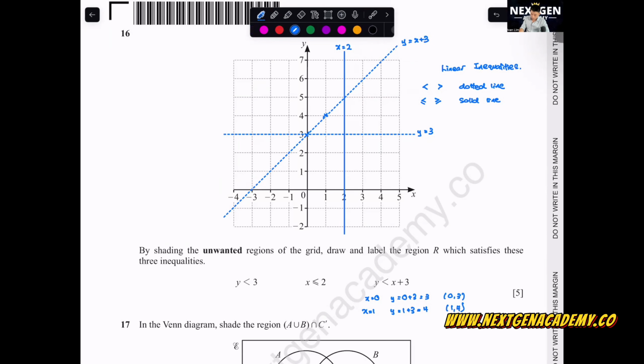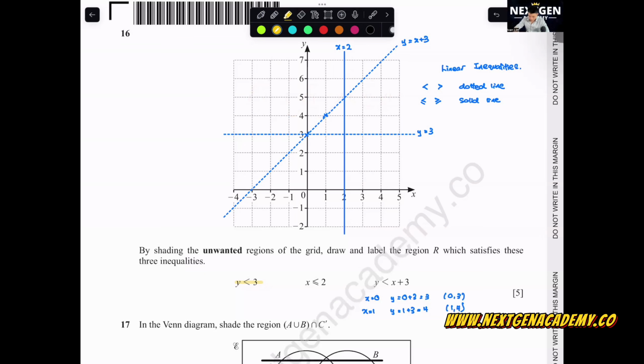Now, what we're going to do, we need to shade the unwanted region. So I'm going to take based on here first. I'm going to highlight it. You all use pencil to do this whole thing. First one, we want y less than 3. So we don't want y more than 3. I want you all in exam, please don't go and do like that. Okay, this one later very messy.